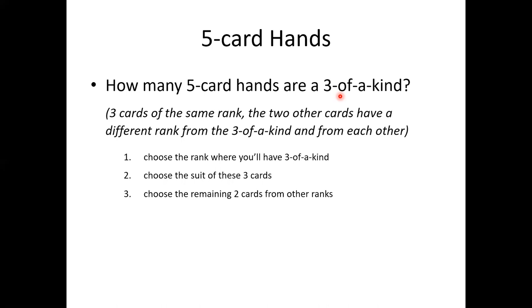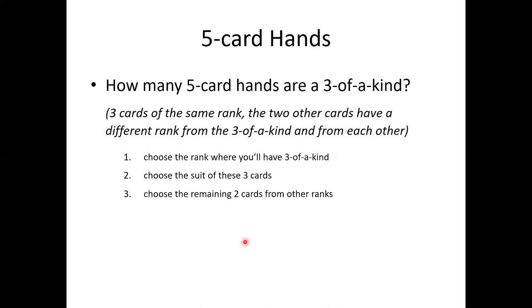You can structure this in different ways, but let's structure it as follows. First of all, choose the rank that will determine the rank of the three of a kind. Now, what else remains to be determined? The suit of these three cards, because they could be Diamond, Heart, Club, or Diamond, Heart, Spade, or Club, Diamond, Spade, whatever. So the suits of these, and then the remaining two cards have to be chosen.